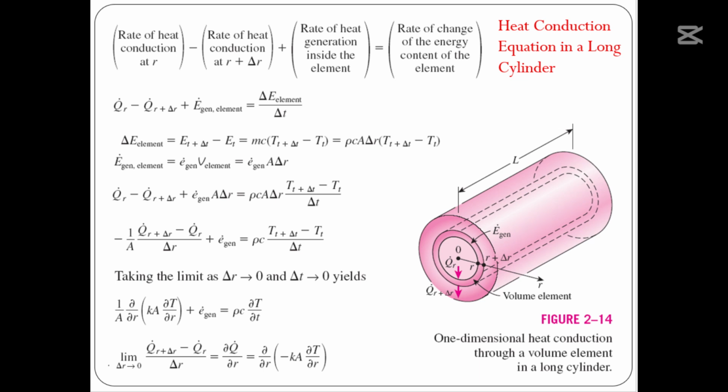We will repeat a similar procedure for the cylinder. We consider a small element having thickness delta R. We will follow the same procedure as we did for the plane wall. We consider an energy balance: rate of heat conduction at R minus rate of heat conduction at R plus delta R, plus rate of heat generation inside this small element, is equal to the rate of change of energy accumulated inside that element.